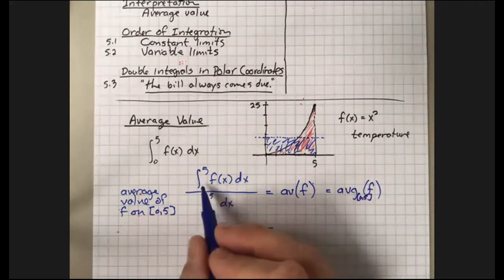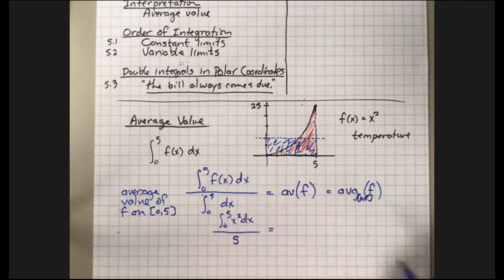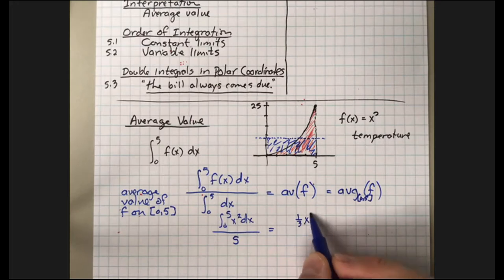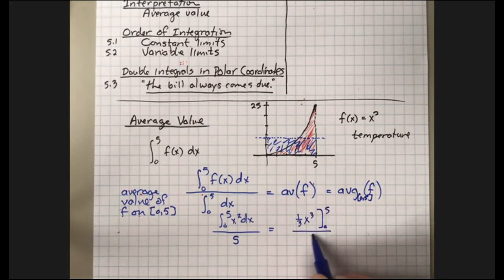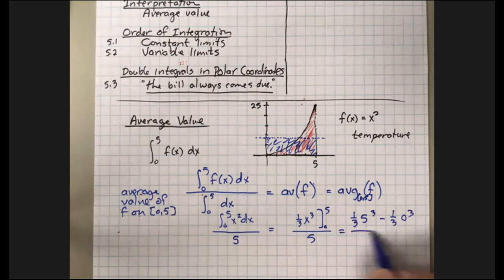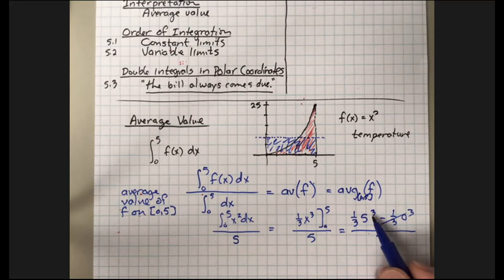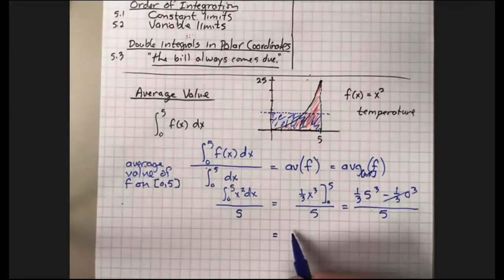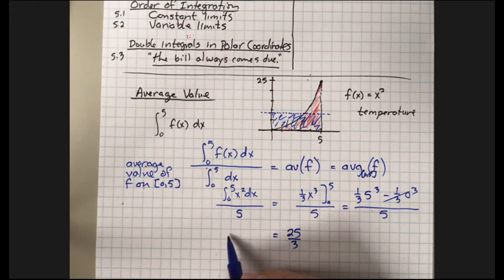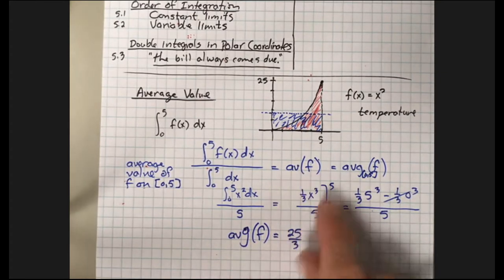On the top, you have the integral from 0 to 5 of x squared with respect to x. And that's 1/3 x cubed from 0 to 5. If you allow me to simplify, instead of multiplying things out, that's 1/3 5 cubed minus 1/3 0 cubed, divided by another 5. Well, really the 0 is gone. I cancel, and I get 25 over 3. That's the average value of f. I'll be relatively casual with that notation. Some books use different notation.